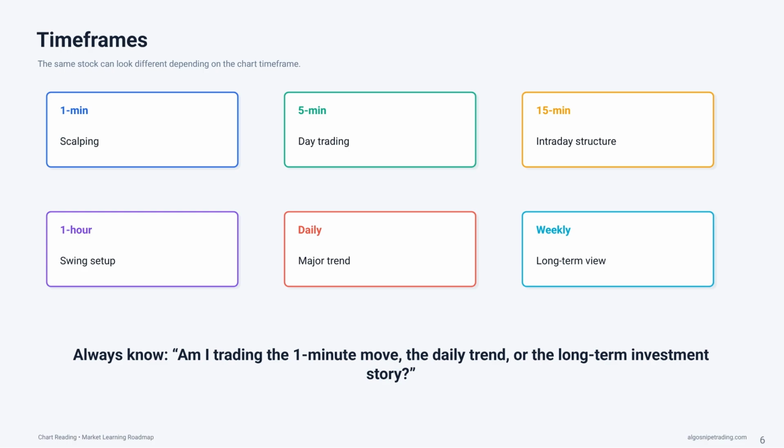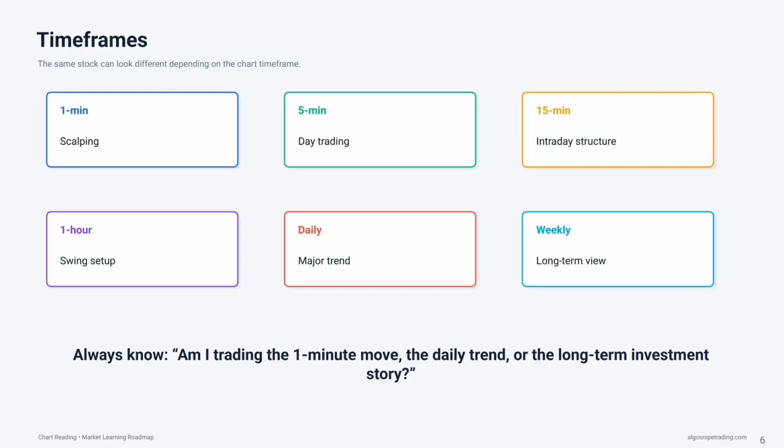Timeframes. Short lesson. Timeframes are very important because the same stock can look different depending on which chart you are looking at. A stock may look bullish on the daily chart, but bearish on the 1-minute chart. A 1-minute chart is mostly used for scalping. This is for very short-term trades where traders are looking for quick moves.